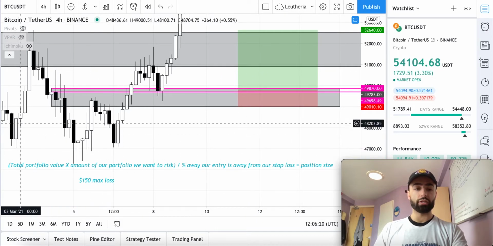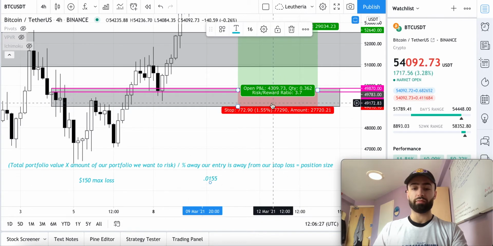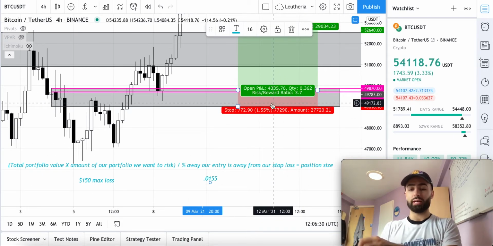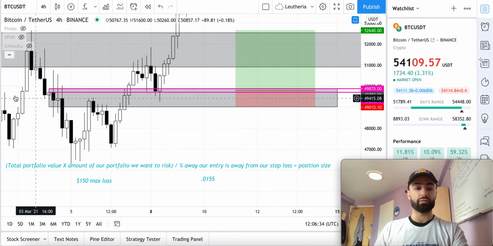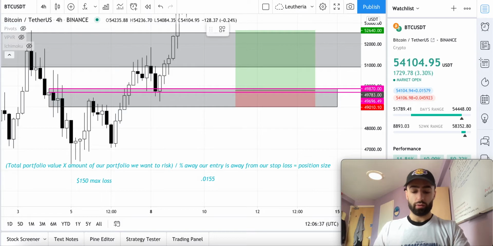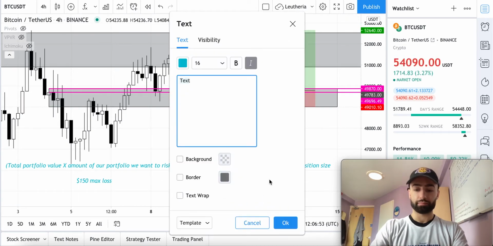So what we do is we take our $150, we divide that by 0.0155, which is our 1.55% expressed as a decimal, and then that gives us our position size for the trade. So if we take 150, we divide that by 0.0155, that gives us $9,677 and some change, but I usually just round it up to the whole number, which would be 96.78. So let's type that in here.